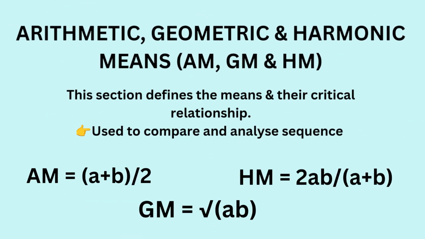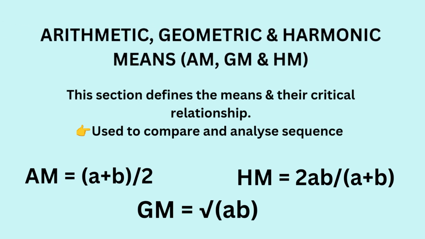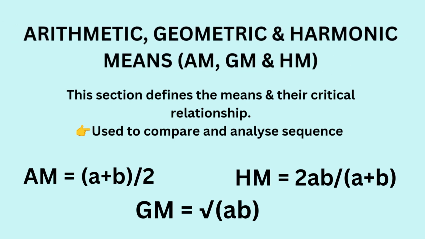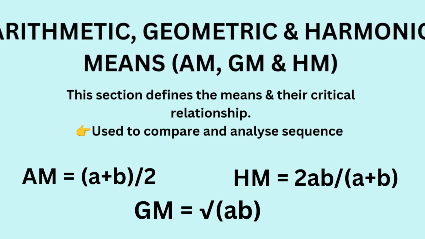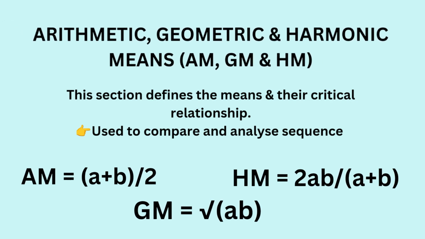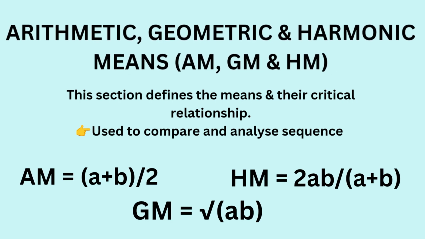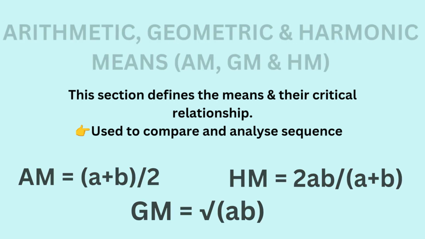Now, let's move on to the means AM, GM, and HM. Focusing on any two positive numbers a and b, the arithmetic mean is the simple average. AM is equal to (a plus b) by 2. The geometric mean is the square root of the product. GM is equal to under root ab. The harmonic mean is the reciprocal of the average of reciprocals. That is HM is equal to 2ab by (a plus b).